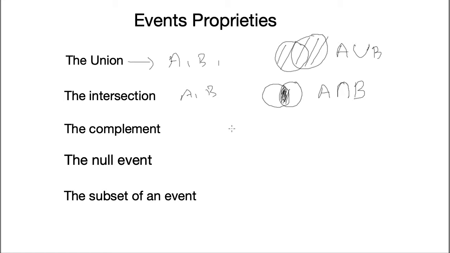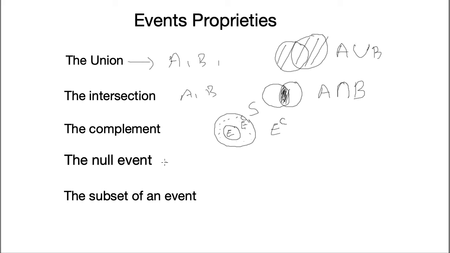Each event has a complement. So for example, if we have a sample space S, and we have the event A here, for example, in the sample space, the complement of A are all the elements that are not in A. So this event here is called the complement of A, and it is noted like that.